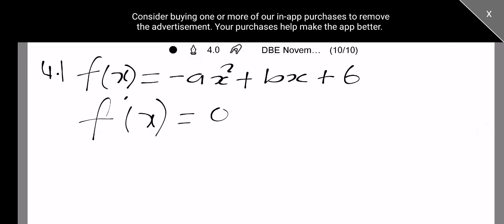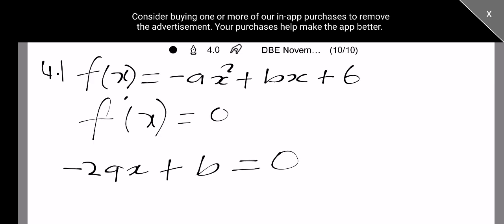You know that this is 2, so it's going to be negative 2ax to the power 2 minus 1, which is 1. I'm not going to write it. Then plus b, the x goes away because the exponent is 1, 1 minus 1 gives you 0, and x to the power 0 is 1. Then plus the derivative of a constant, which is 0. So I'm not going to write it.